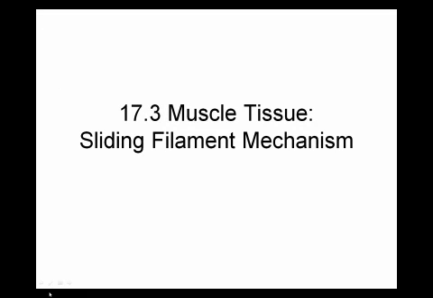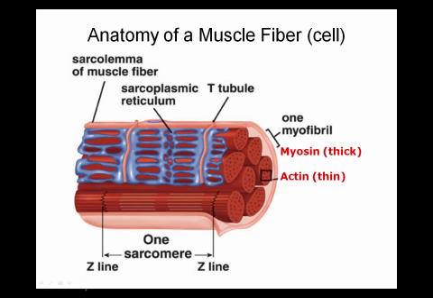17.3, muscle tissue and the sliding filament mechanism. This is a diagram of an individual muscle cell, also called a muscle fiber, because skeletal muscle cells are very, very long cells.